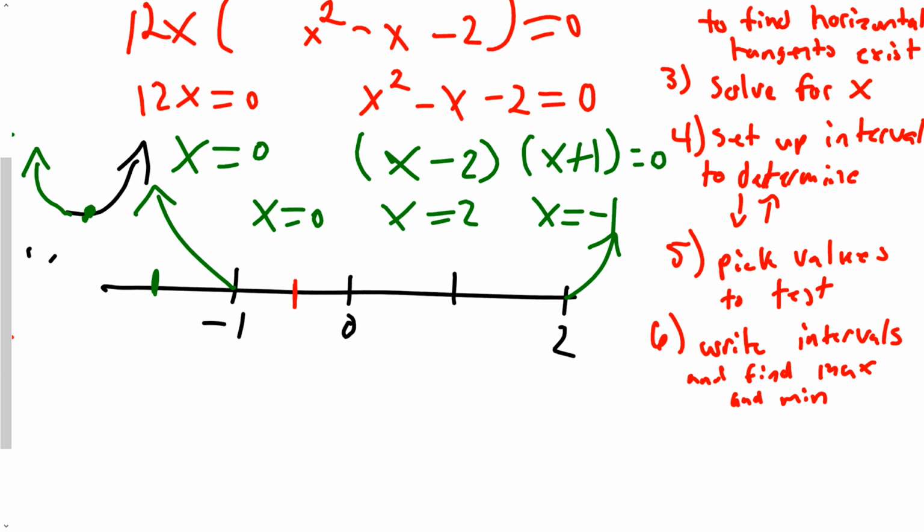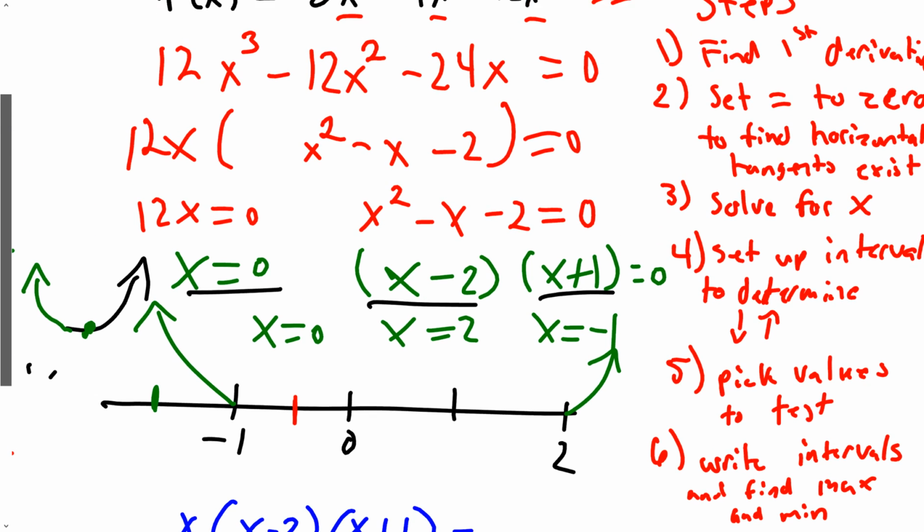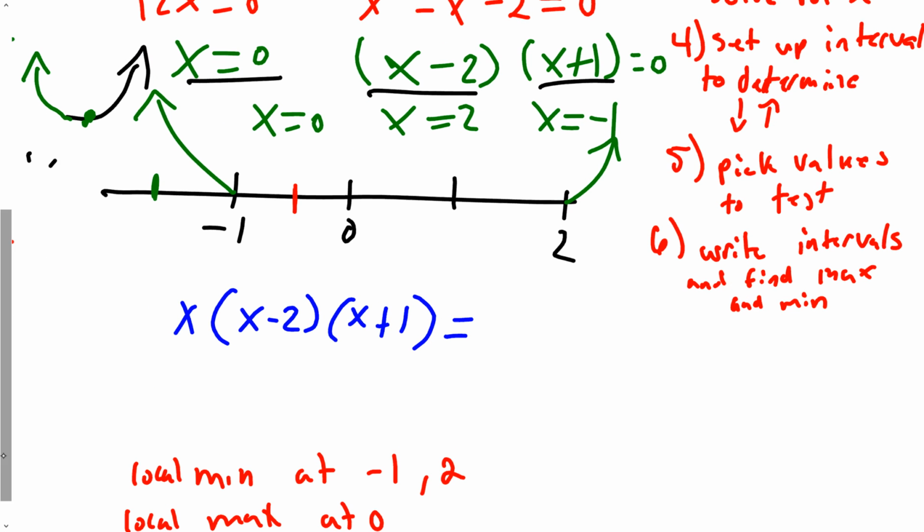Since I'm testing the derivative, I can just write my factors. x times x minus 2 and x plus 1 equals 0. So I can test it in here, and it doesn't equal 0. So we're going to see what this is. So I use the factors that I came up with rather than plug it in there. So that's one way to do it. Another way is to take the coefficients. So we had 12, negative 12, negative 24, and then 0 for our constant.